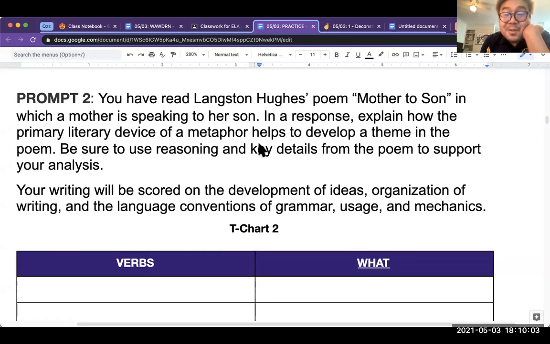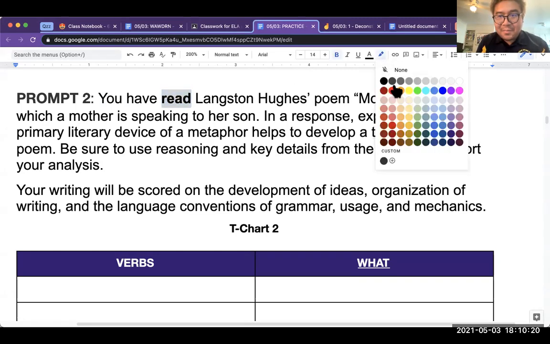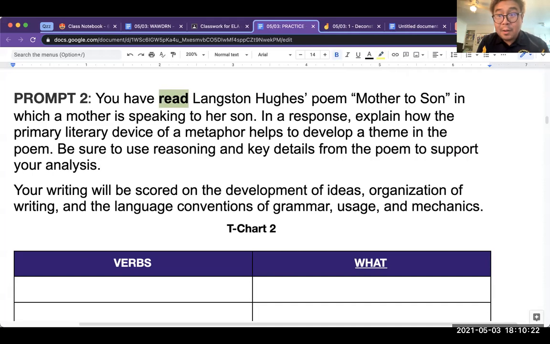So let's do the first step. We just did the first step. We read it at least twice. Second step, annotate. Annotate by circling the verbs and underlining the what's. Verb number 1. No, that's not a verb. Sorry, this is tricky. I'm going to highlight or circle read. Okay? And it's also past tense, right? You have read.